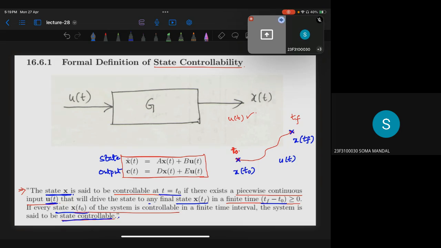If you have any query, you can ask me. No, sir. Yeah. So basically, let me repeat again.